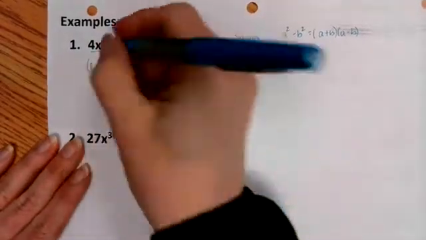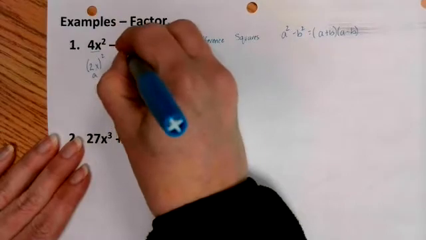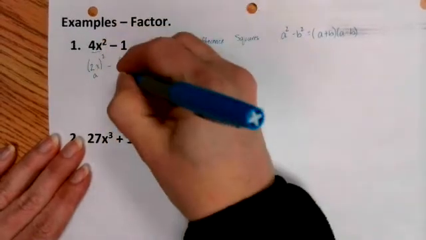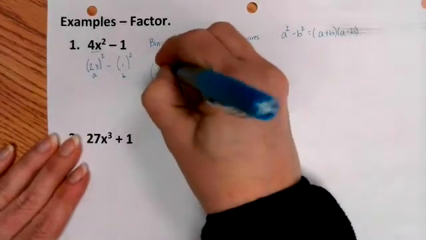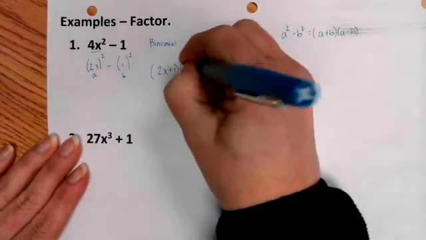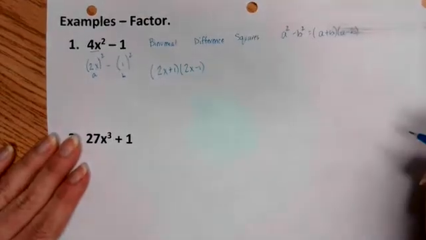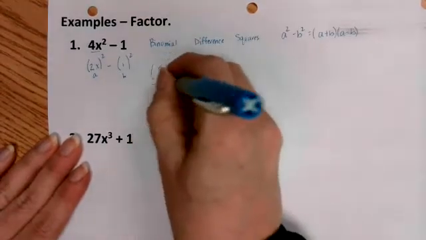So this is my a term. And then my b term is what I square to get 1. It's just 1. All right, so this factors into 2x plus 1 times 2x minus 1. And I'm done. That's all I have to do.